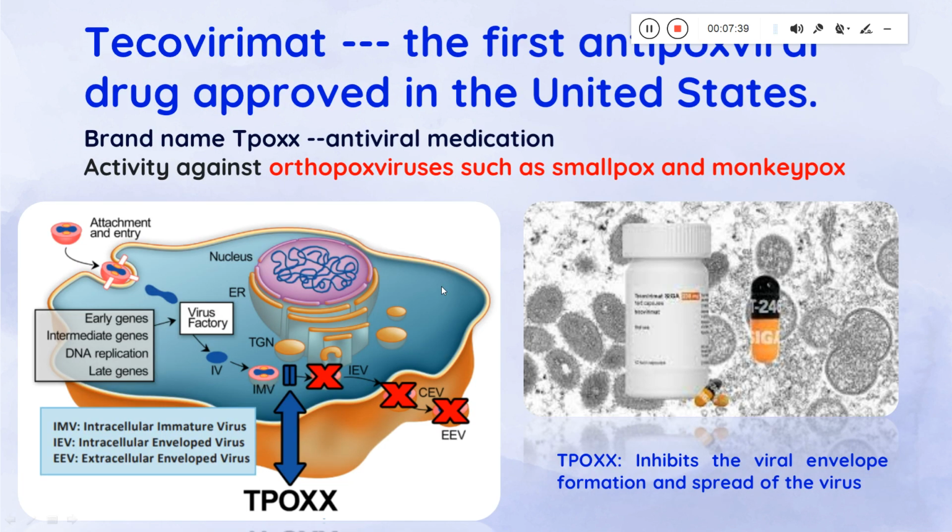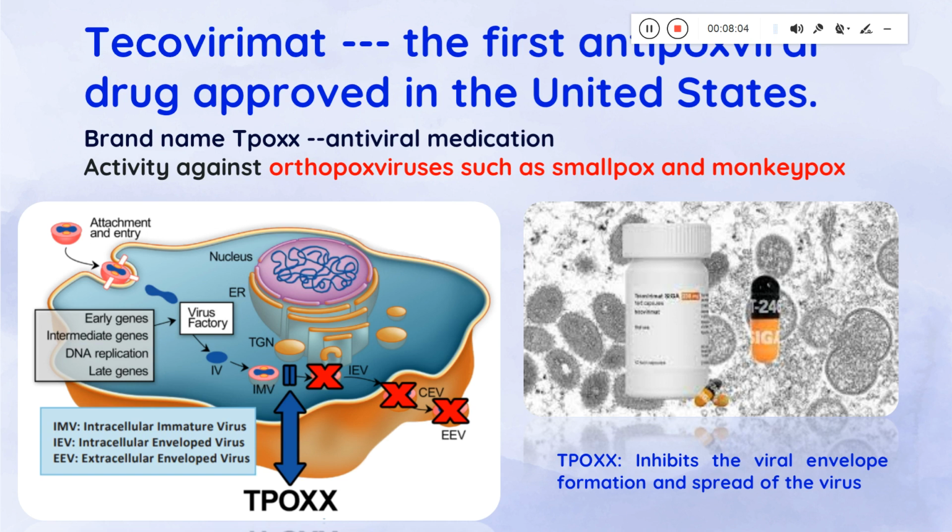So there is an antiviral drug which is developed, called tecovirimat. This is approved in the US. This is an antiviral medication which was used previously for smallpox. Since monkeypox is almost similar to smallpox, they are trying to use this for monkeypox, and they have seen that it is quite good at stopping the replication of this virus.